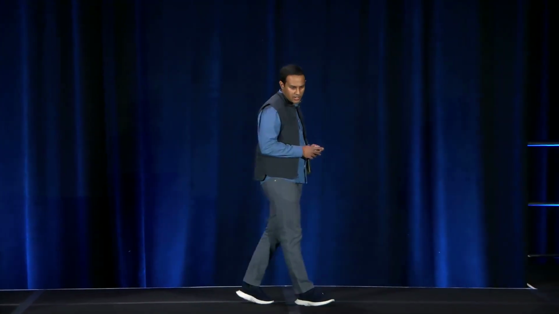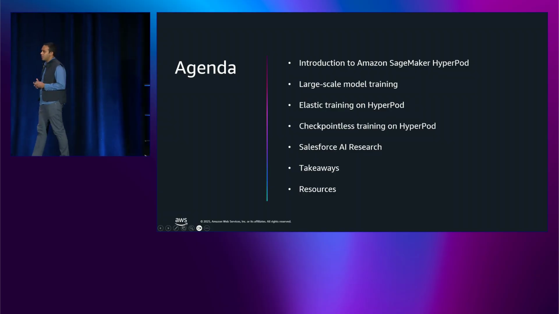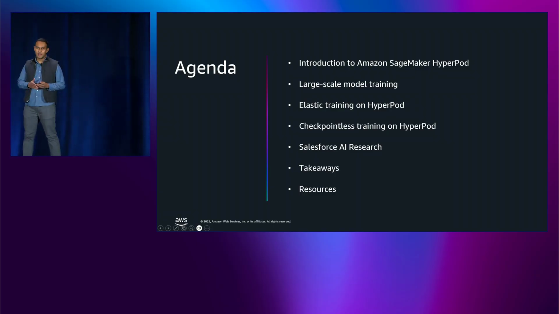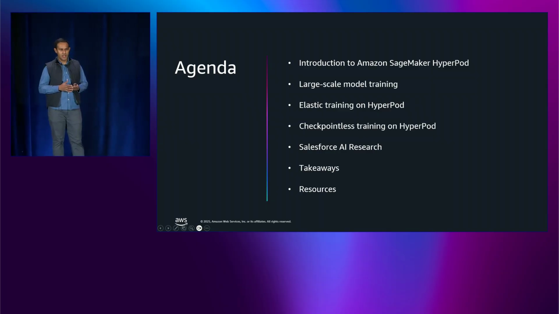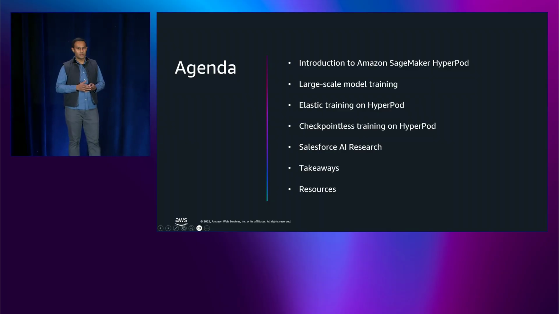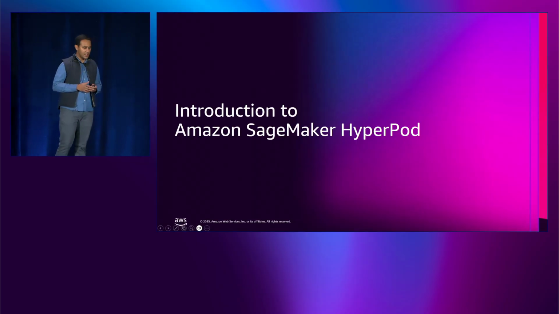So let's dive straight in. Today, here's the agenda for our talk. We'll cover an overview of what Amazon SageMaker HyperPod does. We'll set the background on what it takes to train models at scale, and then walk through 2 new features, elastic training and checkpointless training, followed by a session from Tony, and close with a few takeaways. So let's start off with what HyperPod does.